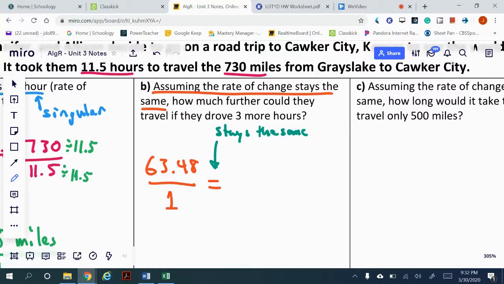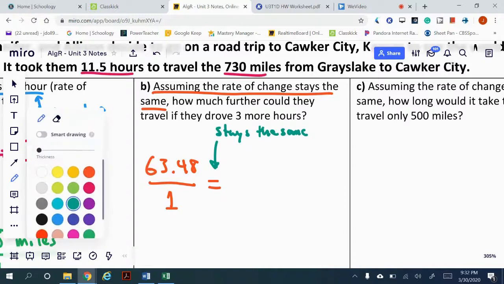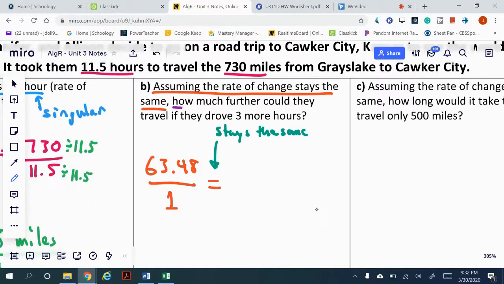And what does it stay the same to? Well, how much further if they drove 3 more hours? And now this is key here. How much further, right? That's what we're being asked. We don't know how much further, so that's our variable. And when we're saying how much further, that is about miles, right? So we're being asked in this question for a number of miles.